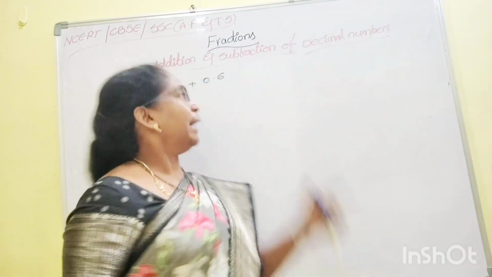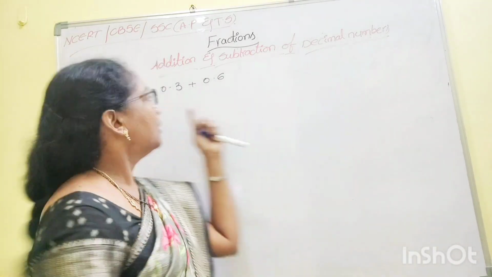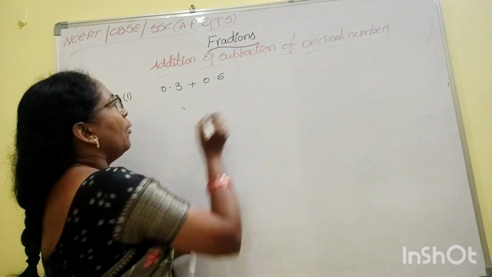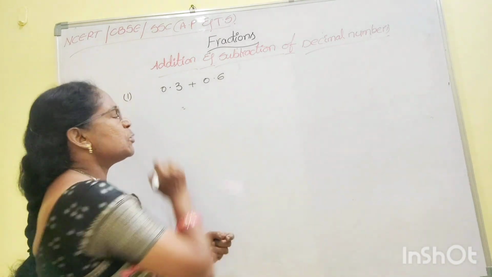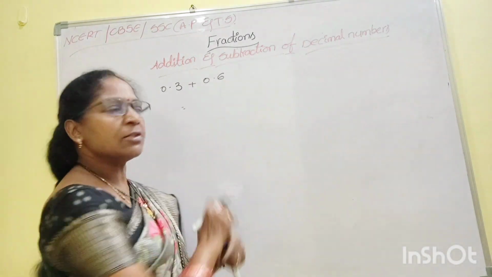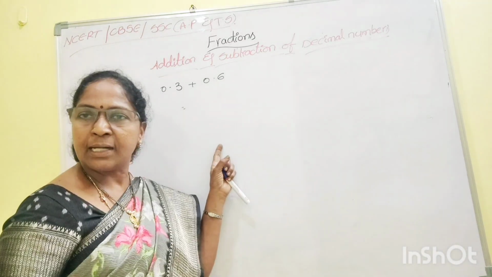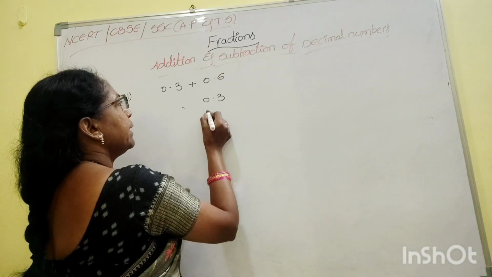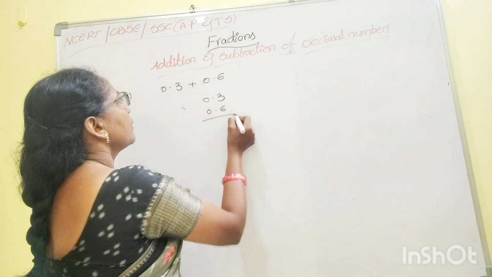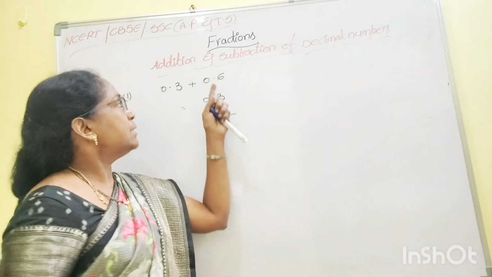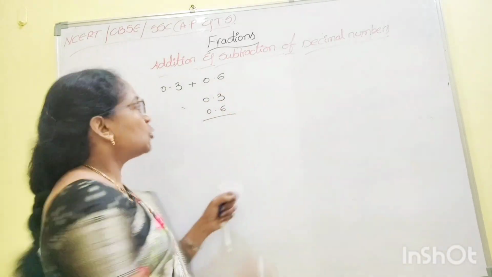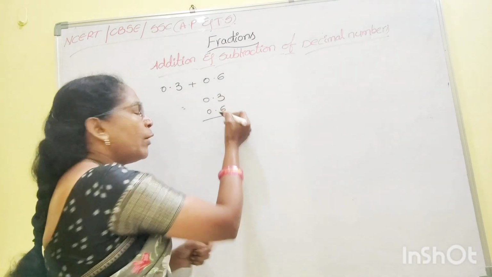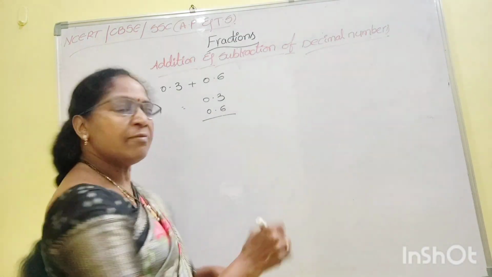Next topic is addition and subtraction of decimal numbers. So here 0.3 plus 0.6. How to add these two numbers? Whenever decimal numbers are there, first write them in the vertical manner. You can also do it directly, but this is the starting stage. 0.3 is the first number and the second number is 0.6. Here the point is after only one digit, and here also the point is after only one digit. So these points are in the vertical manner. That means point down, point only you have to write down.